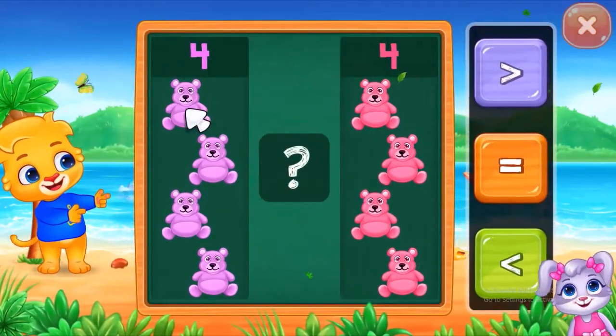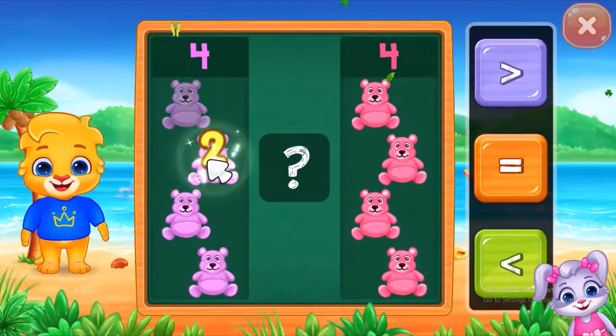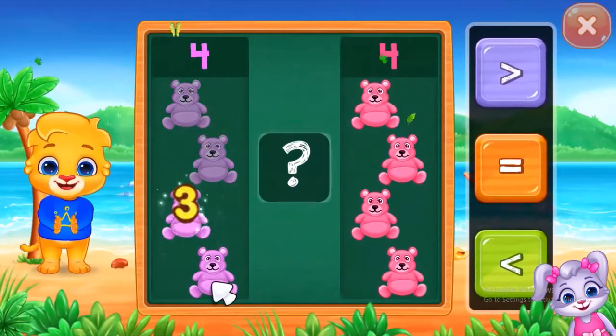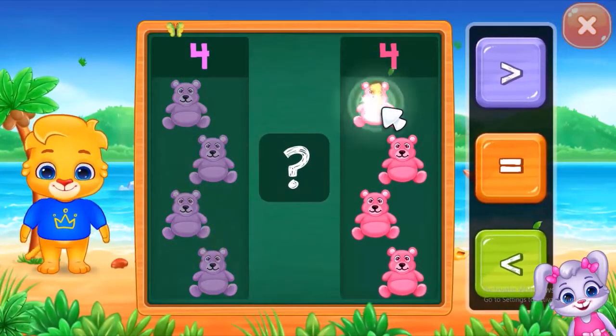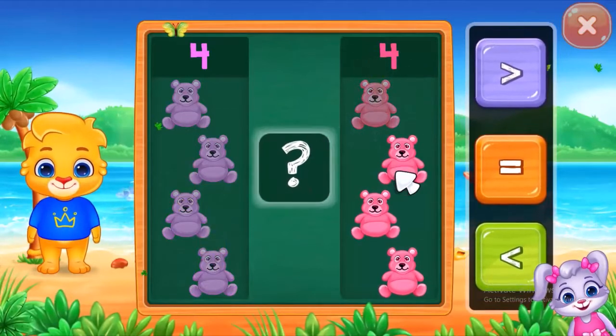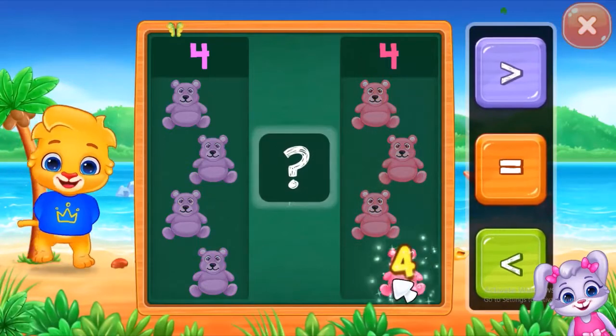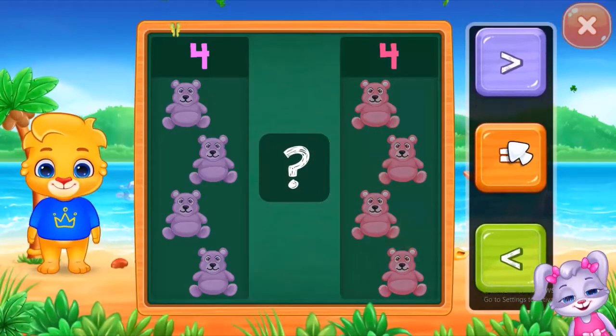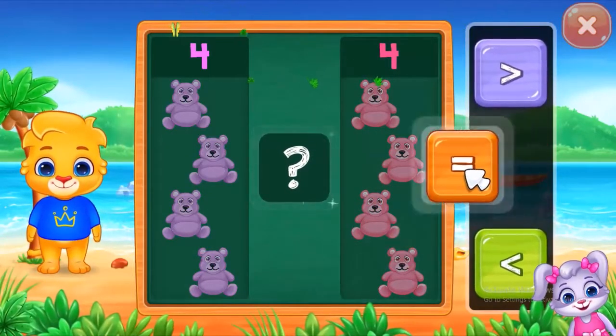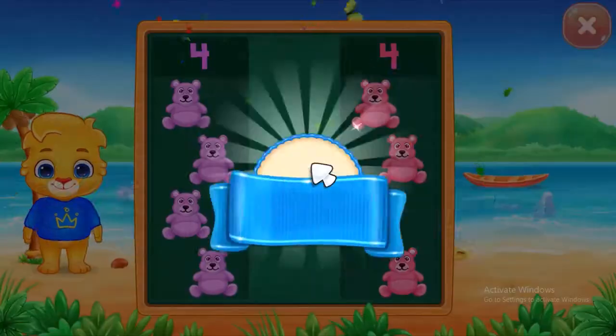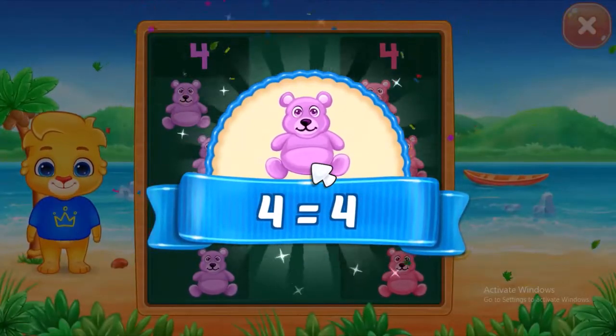Teddy bears. 1, 2, 3, 4. 1, 2, 3, 4. Equal. Woohoo! 4 is equal to 4.